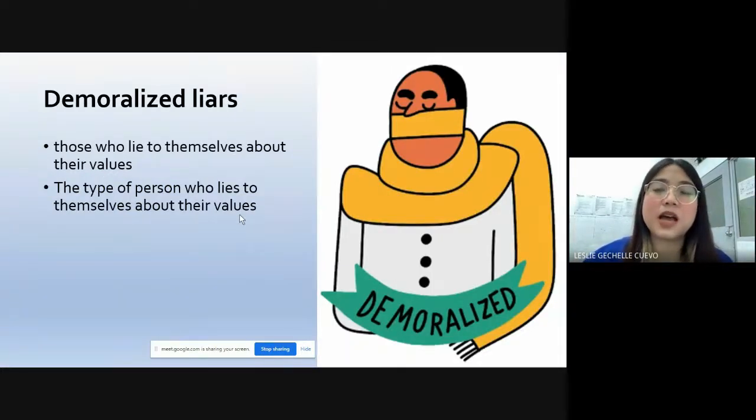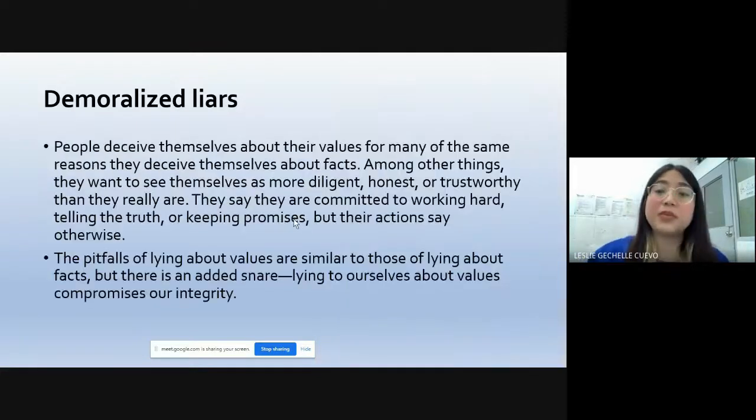Okay, and last dito sa values are demoralized liars. Those who lie to themselves about their values. The type of person who lies to themselves about their values. People deceive themselves about their values for many of the same reasons they deceive themselves about facts. Among other things, they want to see themselves as more diligent, honest, and trustworthy than they really are. They say they are committed to working hard, telling the truth, or keeping promises, but their actions say otherwise. The pitfalls of lying about values are similar to those of lying about facts, but there is an added snare. Lying to ourselves about values compromises our integrity.